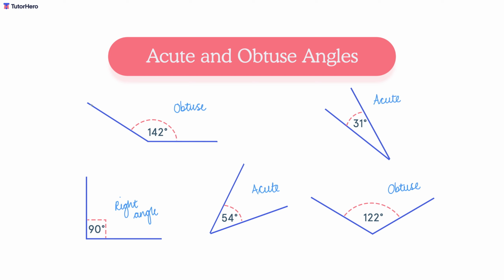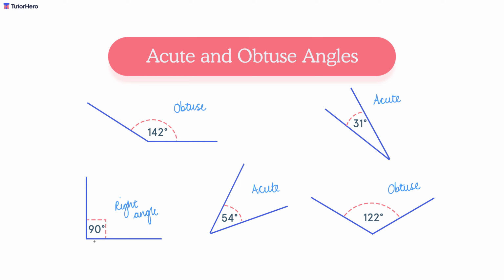So we know that this first angle of 142 degrees is obtuse. We know that is obtuse because 142 degrees is greater than 90 degrees. An obtuse angle is greater than a right angle. 31 degrees. We know that this angle here is acute. We know that it's acute because it is smaller than 90 degrees. 31 is smaller than 90.